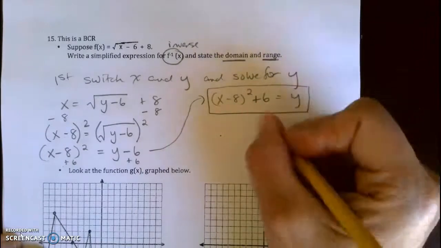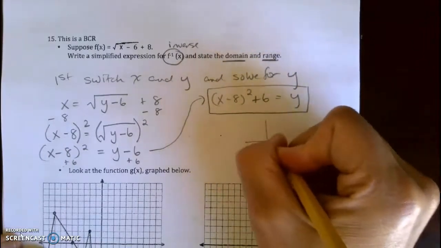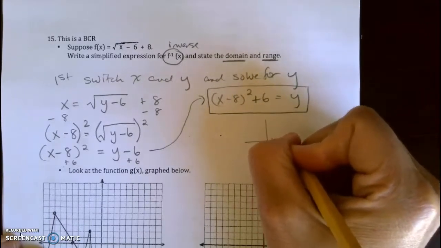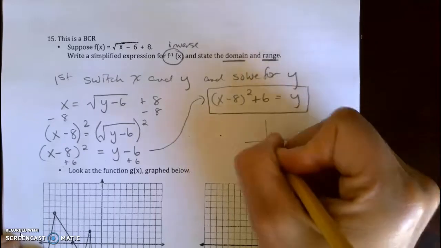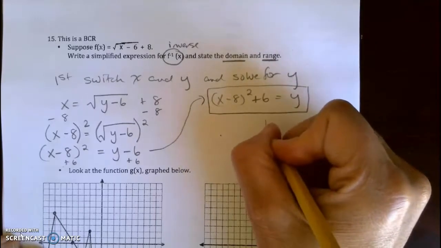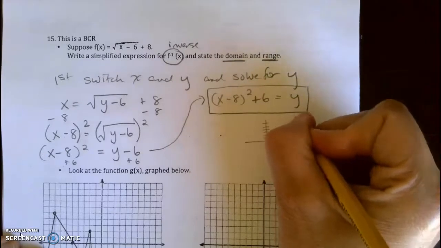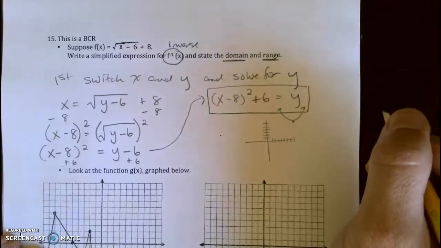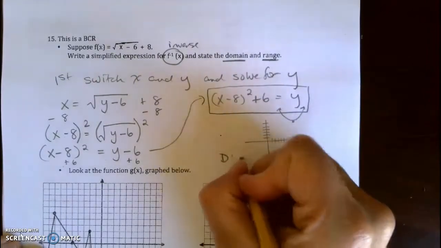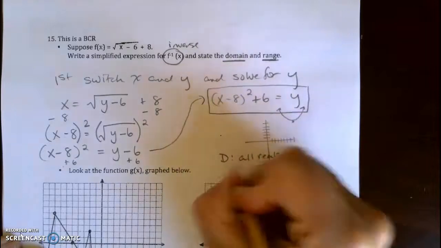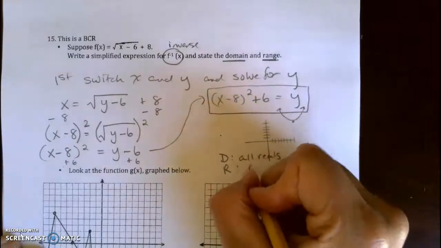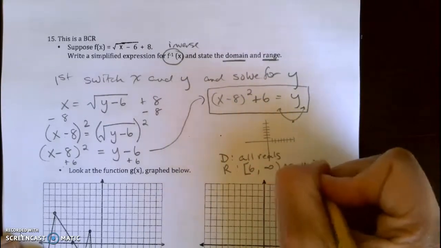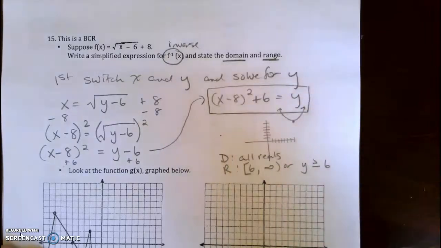This tells me a lot. It tells me that I have a quadratic that is moved to the right 8, 1, 2, 3, 4, 5, 6, 7, 8, because x minus 8 is in the equation, and up 6. So I have a quadratic that looks like that, which tells me all quadratics' domain is all reals, and my range starts at 6 and goes to infinity. Or I could say y is greater than or equal to 6.